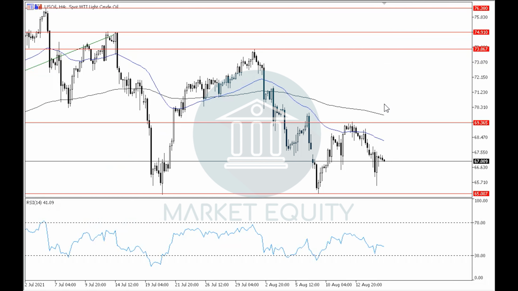If we notice the RSI indicator in the 4-hour time frame, then we can see that by moving around level 40, it supports the continuity of the current downtrend in the 4-hour time frame. That was it for the US oil.